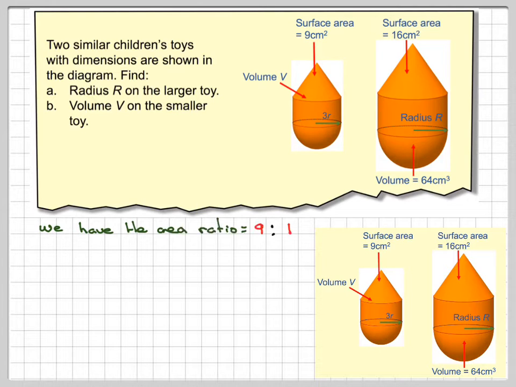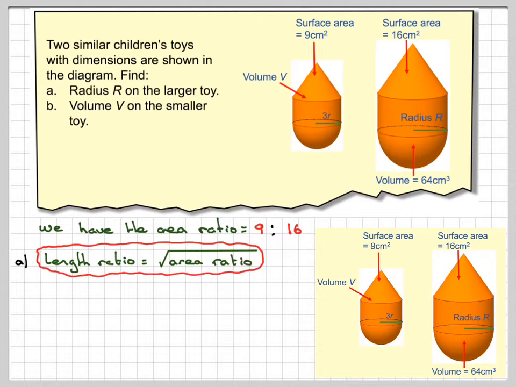So we have the area ratio, which is 9 to 16. If we want to find the length ratio from the area ratio, then we need to take the square root of the area ratio. So the length ratio in this case is going to be the square root of 9 to the square root of 16. The square root of 9 is 3, the square root of 16 is 4.